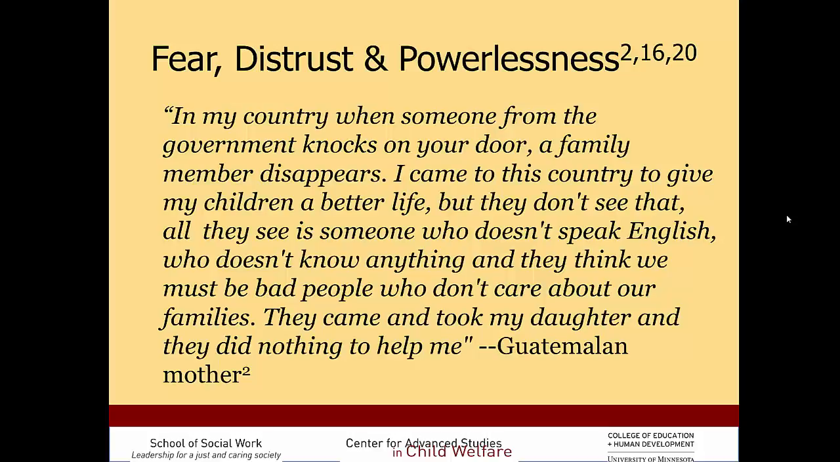One Guatemalan mother, whose experience with child welfare in the U.S. started when the police were called to her home to intervene in a domestic dispute, described her experience in this way: "In my country, when someone from the government knocks on your door, a family member disappears. I came to this country to give my children a better life, but they don't see that. All they see is someone who doesn't speak English, who doesn't know anything, and they think we must be bad people who don't care about our families. They came and took my daughter, and they did nothing to help me."